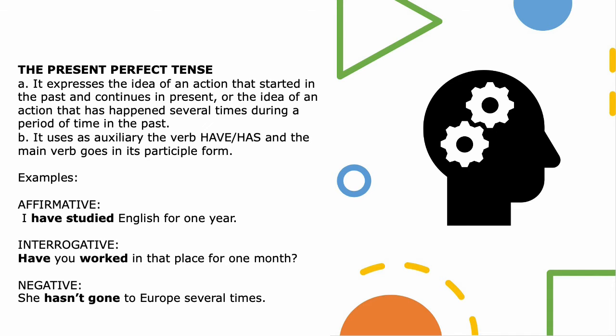With interrogative sentences, we would say, have you worked in that place for 1 month? With negative sentences, she hasn't gone to Europe several times. So here, the auxiliary verb has takes on the negative, hasn't. She hasn't gone to Europe several times. Excellent. Now let's start practicing.